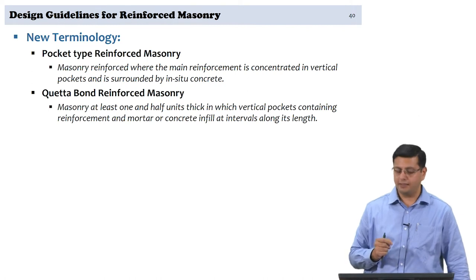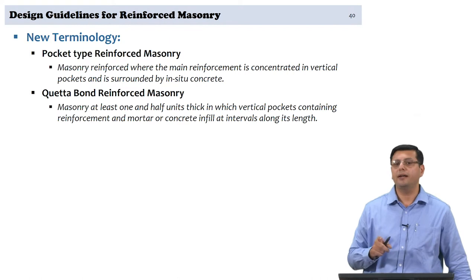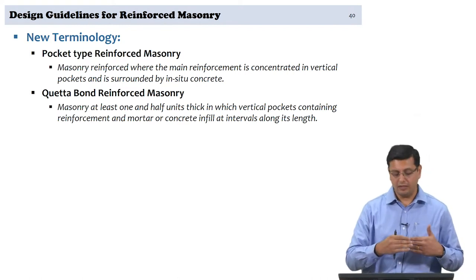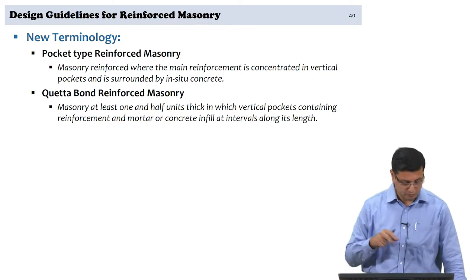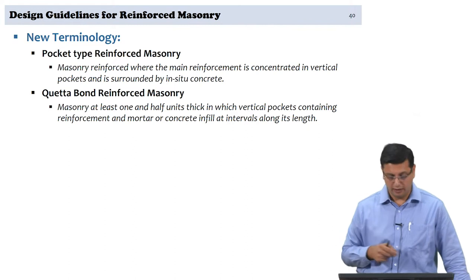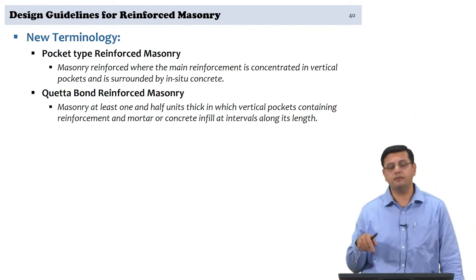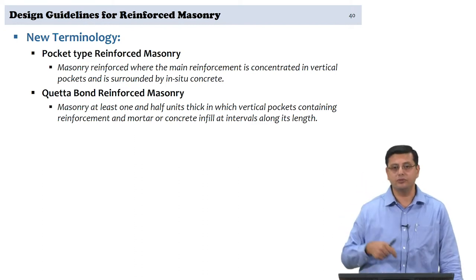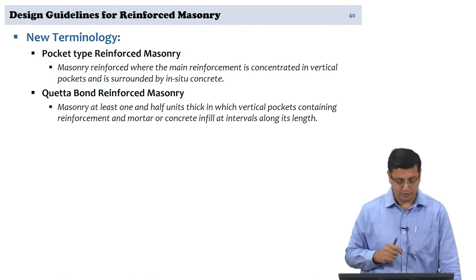Quetta bond is the other type that we had seen, and this is typically when you have 1.5 unit construction. The thickness of the wall is 1.5 units. So, the arrangement you have seen earlier in our second module, that you leave vertical pockets and reinforcement runs through these pockets, and this also requires in situ concreting to hold the reinforcement in place.